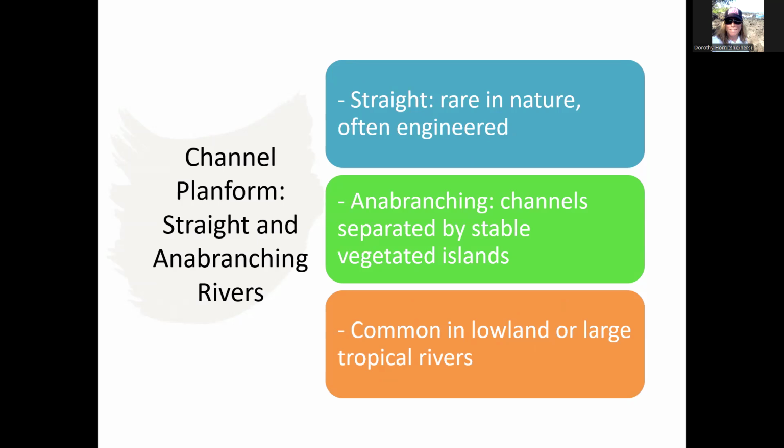Straight rivers are really rare in nature. We really only have straight rivers because we engineered them that way, because engineers like things to go from A to B as fast as possible. Anabranching rivers are, if you can think about it, separated by little islands, okay? And they're really common in lower areas or in tropical rivers.